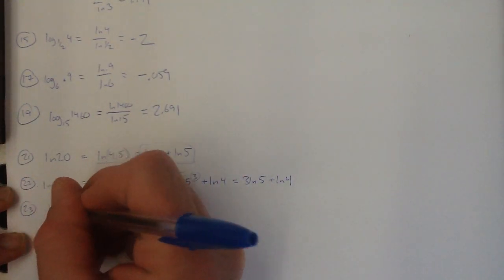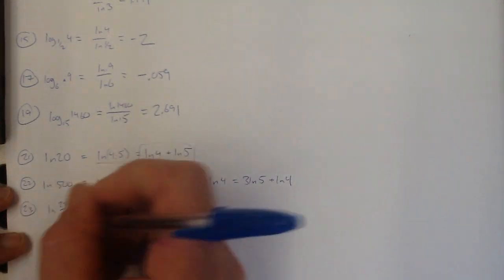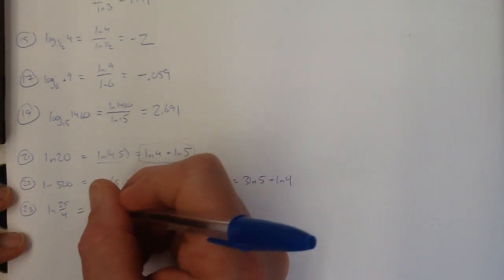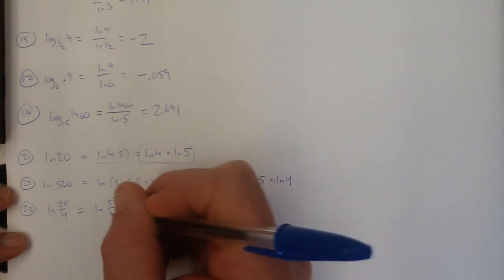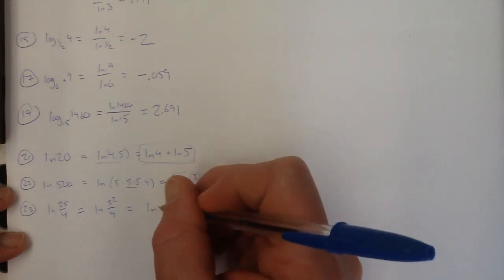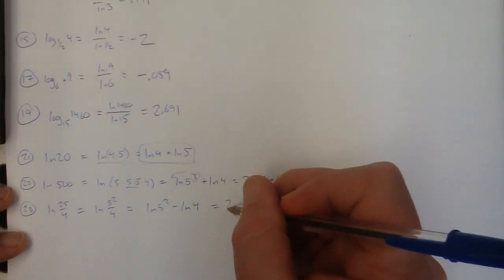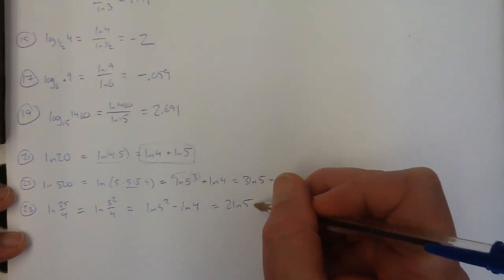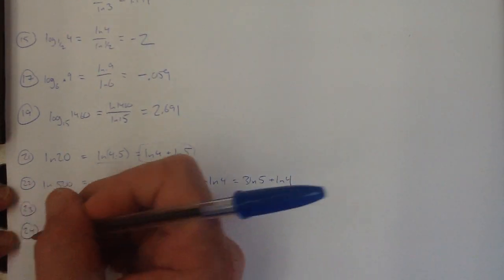All right, natural log of 25 over 4. So I want to factor that all into 5s and 4s. So natural log of 5 squared over 4. Division turns into subtraction, and then that exponent can come to the front. That's how we roll through that.